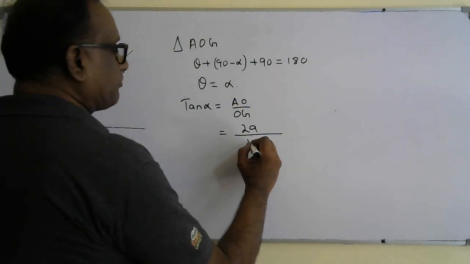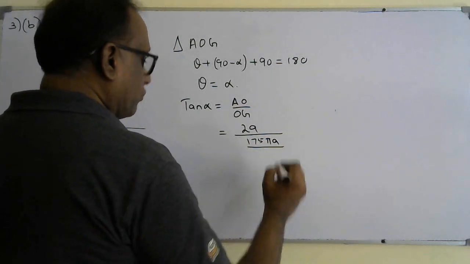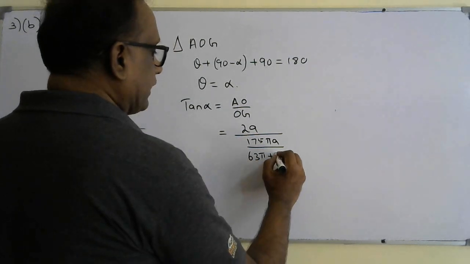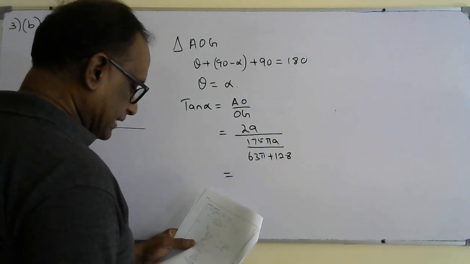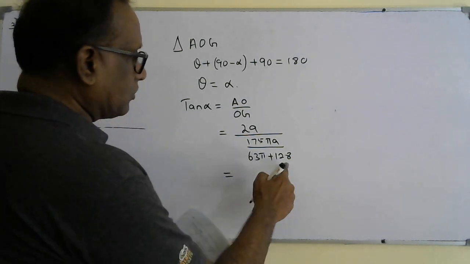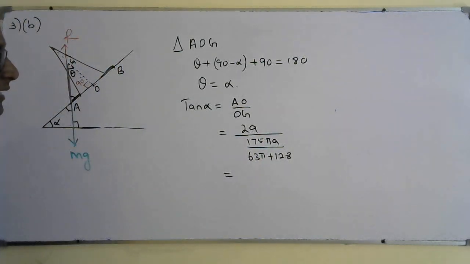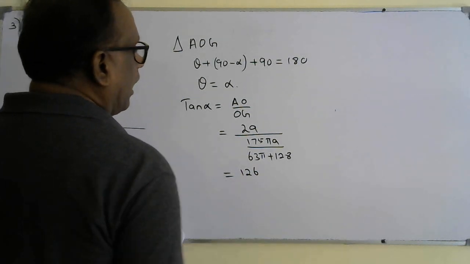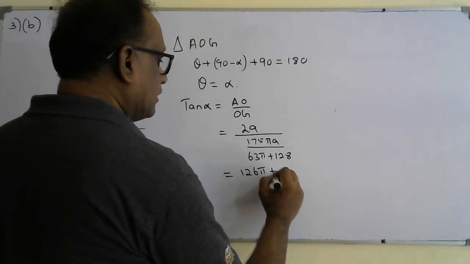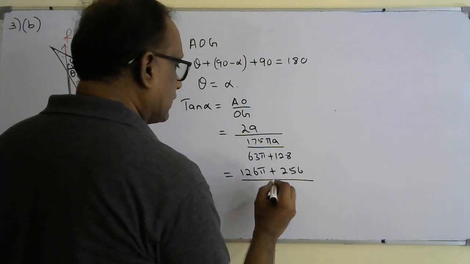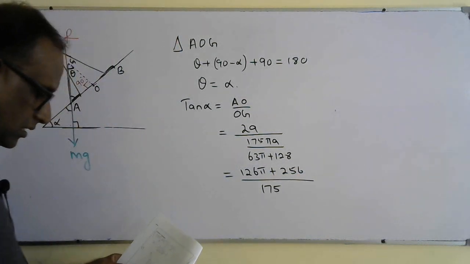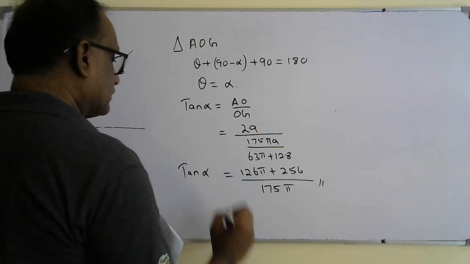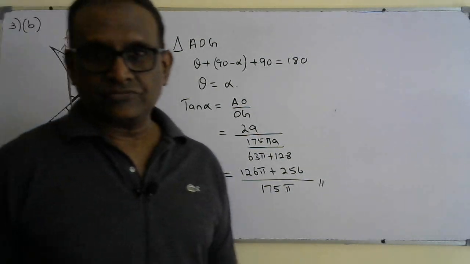That is 175 pi A over 63 pi plus 128. Solve it, you will get this as 126. When it goes up, the 126 and A will get cancelled. So 126 pi plus 256 over 175 pi. That is tan alpha. That's what they asked you to get the expression for tan. Simple, is it?